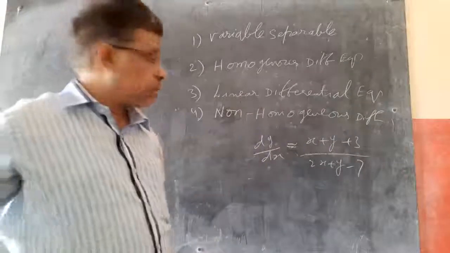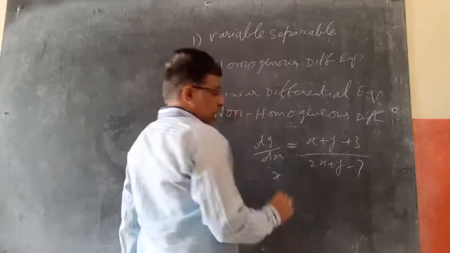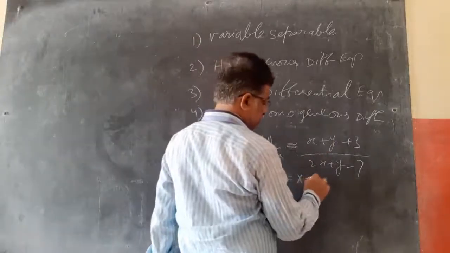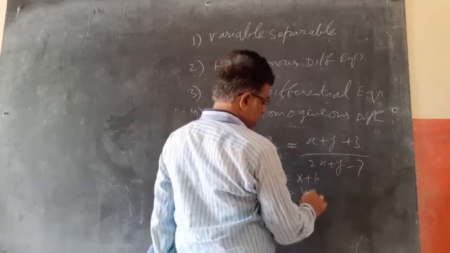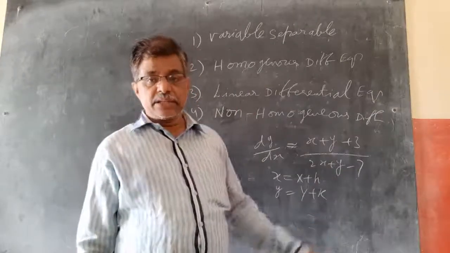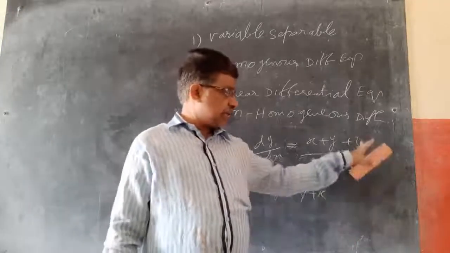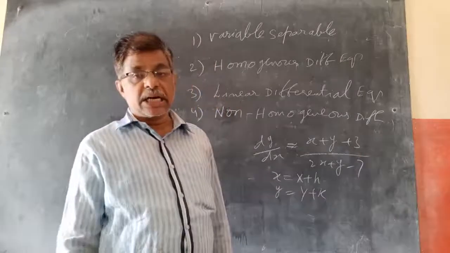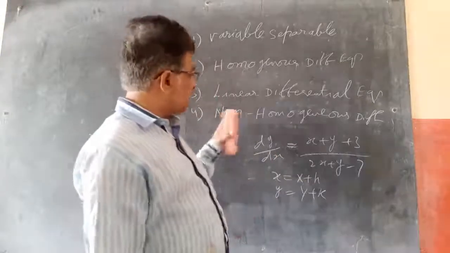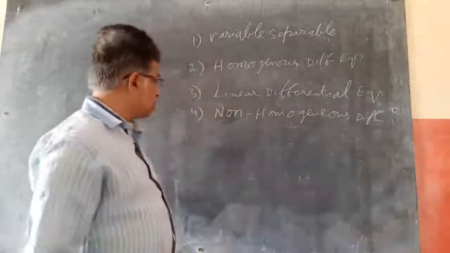Non-homogeneous equations you can solve by shifting the origin to h comma k, such that the equation is converted into homogeneous. That means x equal to x plus h, y equal to y plus k. You learned transformation of axes in your first year 1B. Shifting the origin to h comma k removes the first degree terms, here the constant terms. It is converted into a homogeneous equation, and then you can solve easily by taking y equal to vx. So this is the non-homogeneous equation.